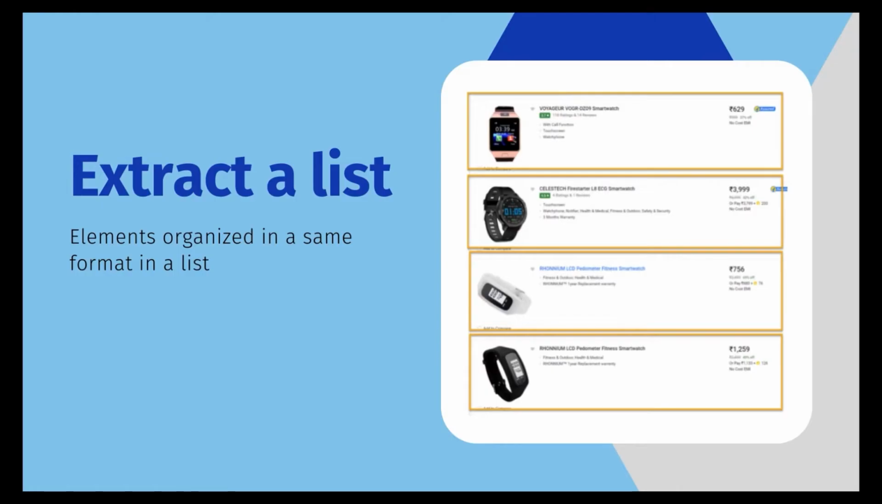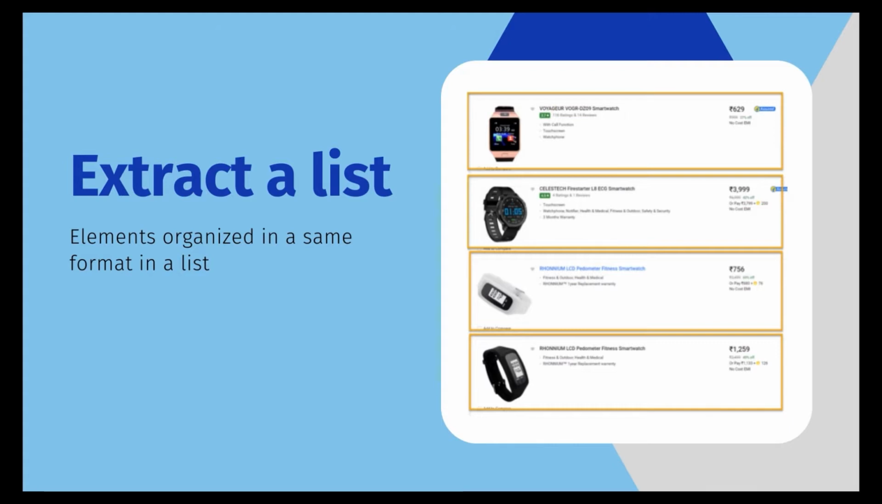Firstly, we'd like to demonstrate how to extract a list of data on the page. Contents on a web page are usually organized in some kinds of patterns. One of the most commonly seen patterns is a list. Here is an example. You can see that the product title, the prices, and other information are all listed in the same way. And this is what we call a list of data.